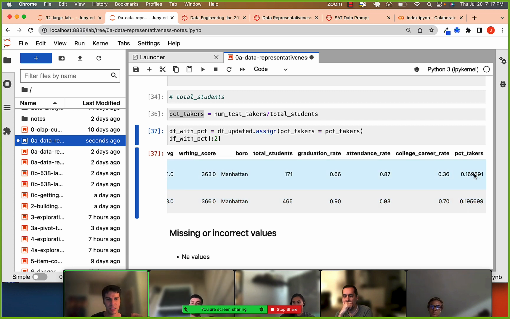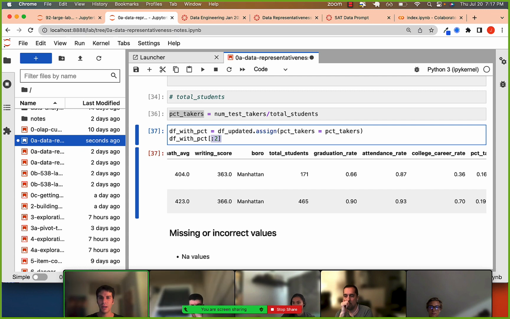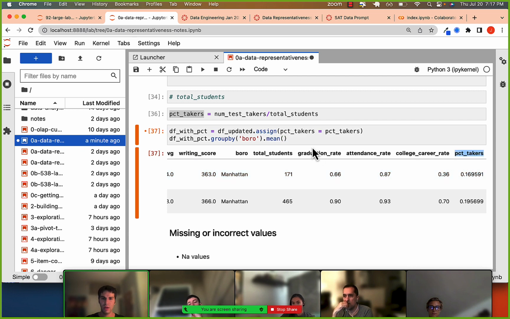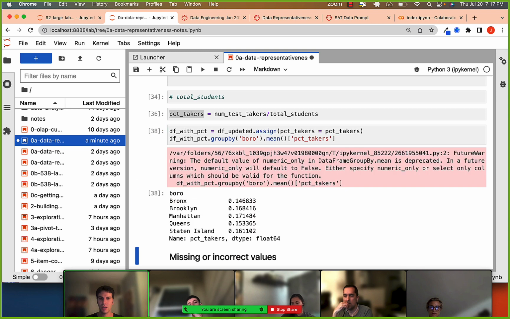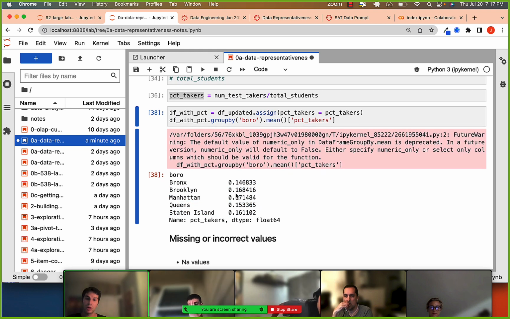So is it the case that a lower percentage are taking the exam in Queens versus Brooklyn or Staten Island? The way to do that right now, we can do a group by the borough, and then do maybe the mean, the average of the average, right? And then select that percentage test takers. And right here, you can see the result ends up being pretty similar, right?